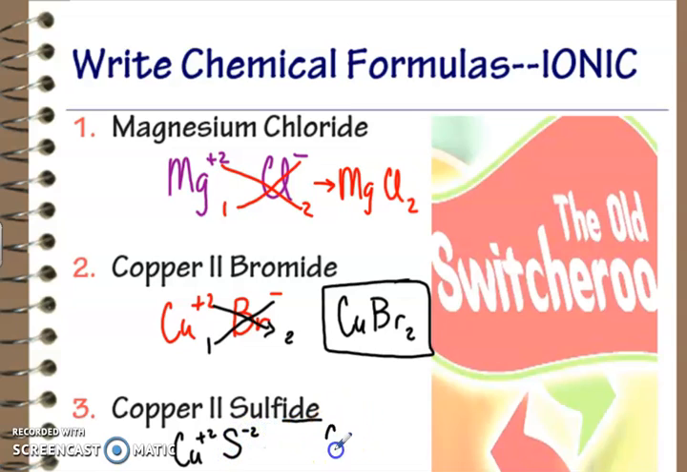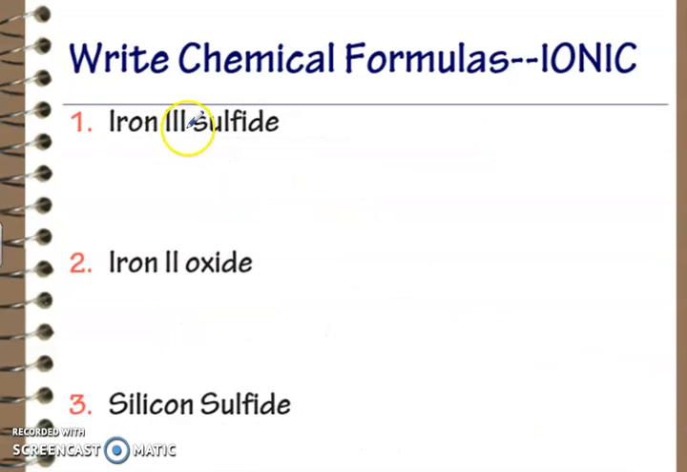So you get Cu2, this 2 comes down here, and an S2, but this is a 2-to-2 ratio, so we need to change this to a 1-to-1 ratio. It's kind of like math where you have to reduce it, so it's CuS. Okay, next, we've got iron 3 sulfide, iron 2 oxide, and silicon sulfide.